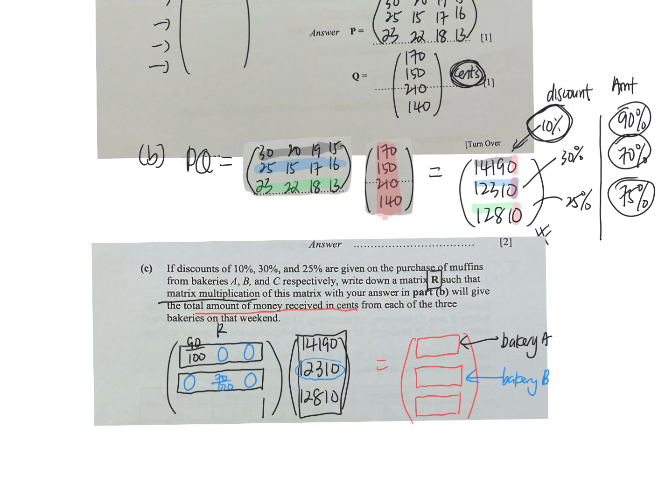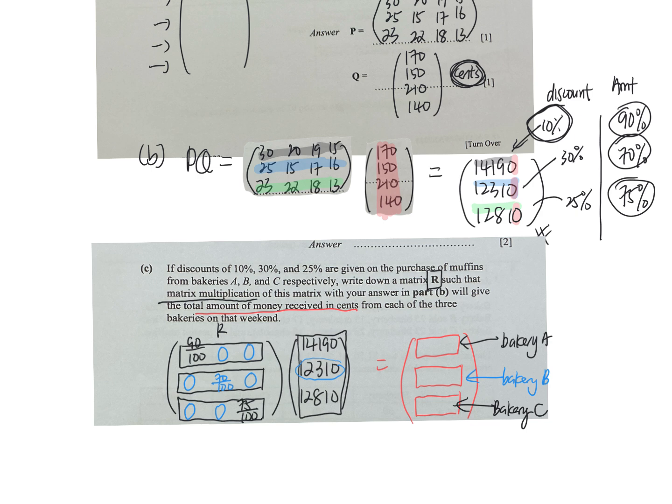So the very last row, I want to find for bakery C. I only want this value. I don't want these 2 because this is bakery A and B. So I make sure I have 2 zeros here, so that when I multiply this is 0 out, 0 out. I only want this one, which is 75%. So put the 75% in.